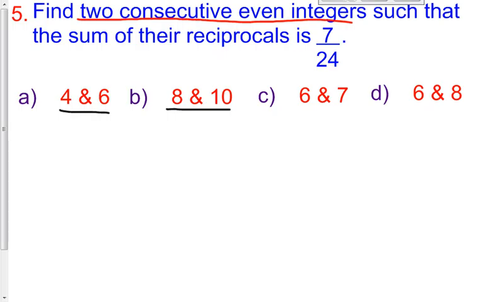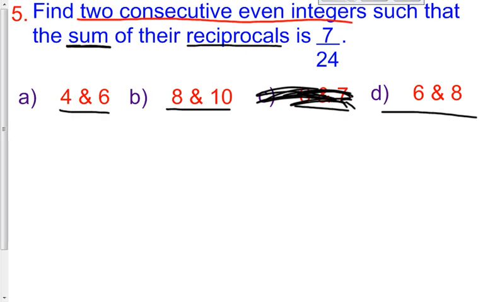6 and 7 is not consecutive even integers. 7 is an odd number. So you know the answer isn't going to be C, so you can eliminate that one. And 6 and 8, these are two consecutive even integers. So it's either A, B, or D. Now it says, such that the sum, so that means you're going to add them, the sum of their reciprocals is 7/24. So if we have two even numbers, let's just take this one for example, 4 and 6.